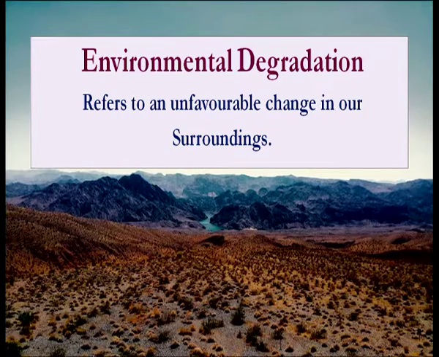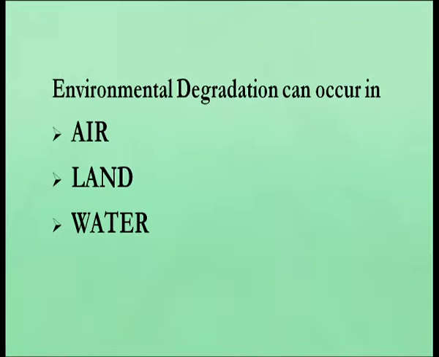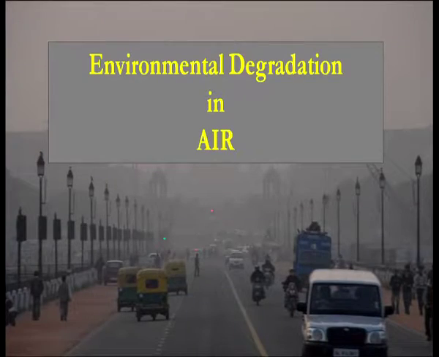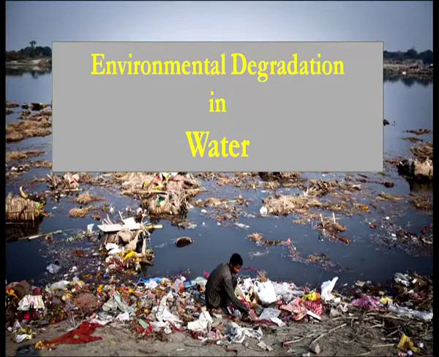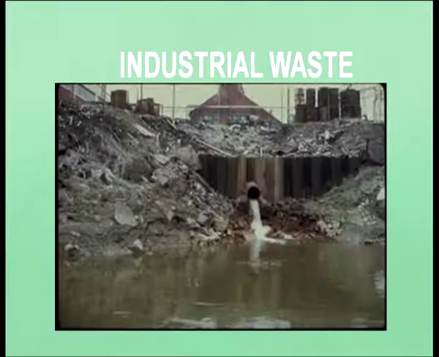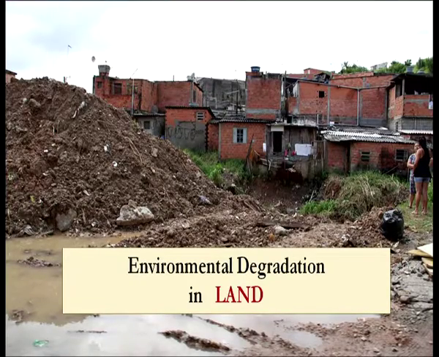Now, what is environmental degradation? It refers to any kind of unfavorable change in our surroundings. Environmental degradation can occur in air, land and water. Here is a picture showing smog in a city which depicts environmental degradation in air. Here is a picture depicting environmental degradation in water. Here is a picture of industrial waste being discharged into a water body, showing environmental degradation on land.